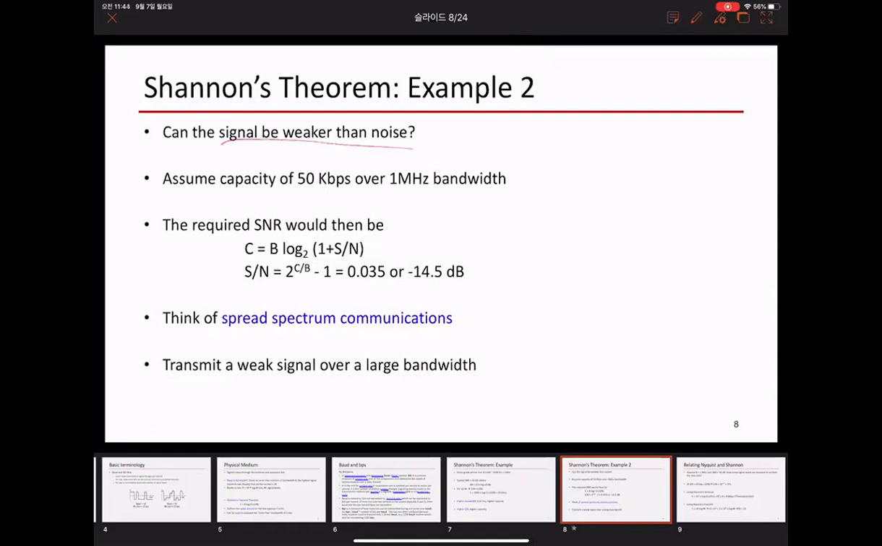So can the signal be weaker than the noise? The answer to this is yes. And assume we practice with 50 kbps and 1 megahertz bandwidth, and the SNR would be this using Shannon's capacity, which is 35 signal level over the 1000 noise level. Okay, so even if the signal is 30 times weaker, we still can communicate.